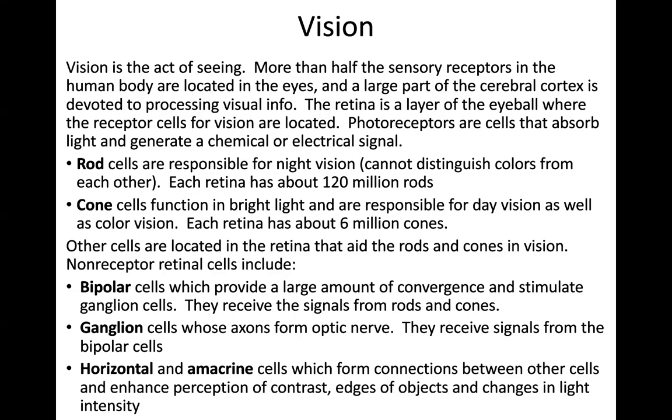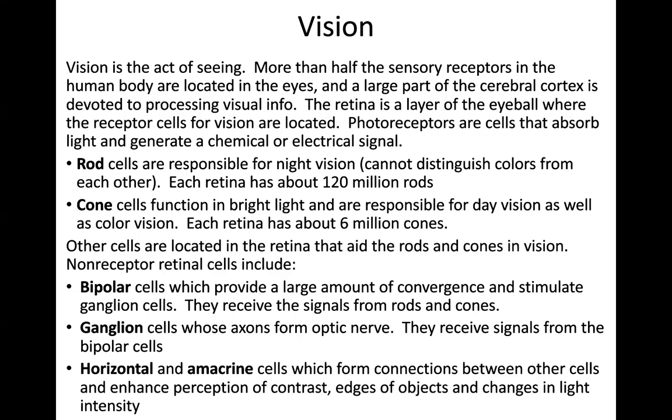Okay. Within our eyes are several layers, the most important of which is called the retina for the sense of sight. Okay. The retina is the layer where those receptor cells for vision are located. Okay. Those cells are called photoreceptor cells or photoreceptors, which absorb light and generate a chemical or electrical signal. Those include what we call rods and cones.